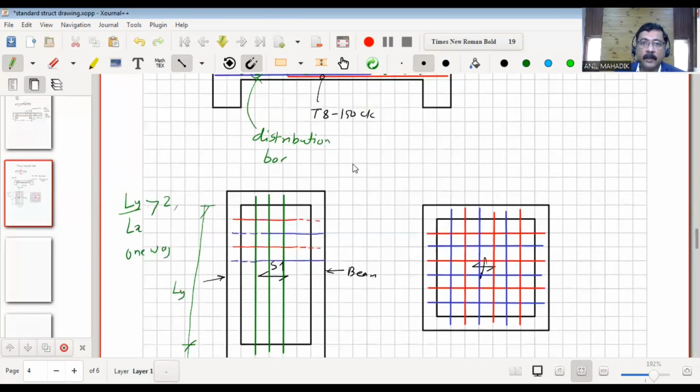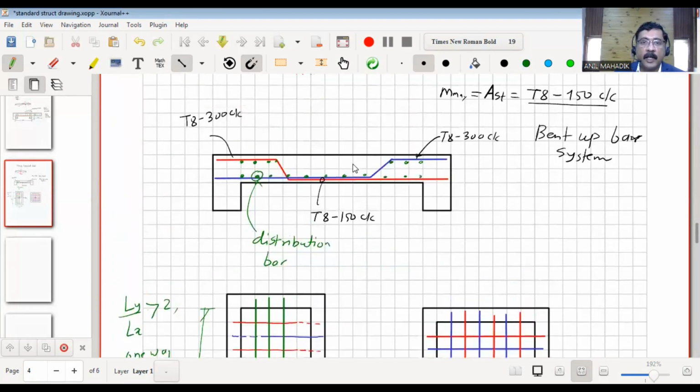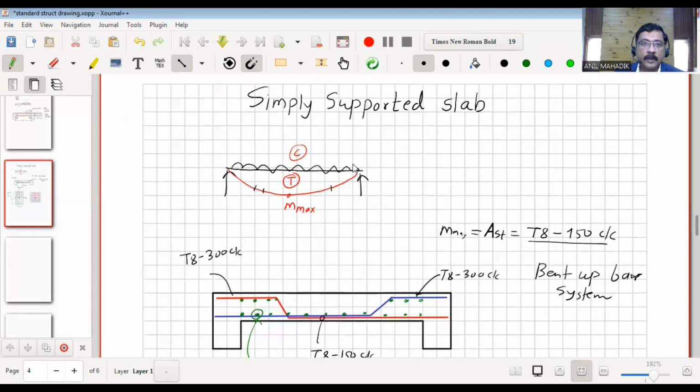So this is the total detailing for simply supported beams, either one-way or two-way slabs.